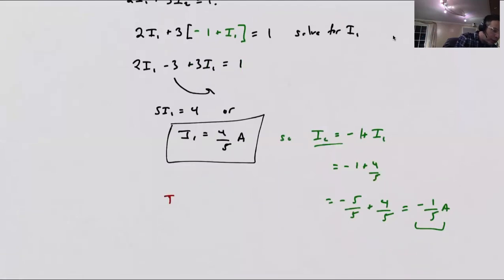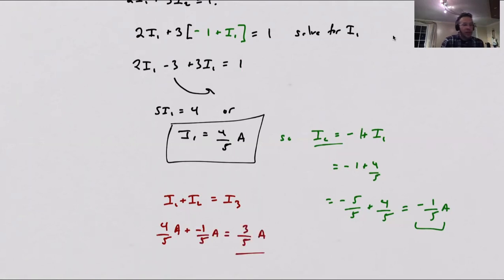And then we know, back where we started with our junction rule, that what flowed in, or what we had assumed flowed in, I1 plus I2 was I3. We take those values as given now: 4/5 amps plus -1/5 amp is equal to 3/5 of an amp, and that is our current I3. It still obeys our I1 plus I2 is equal to I3.